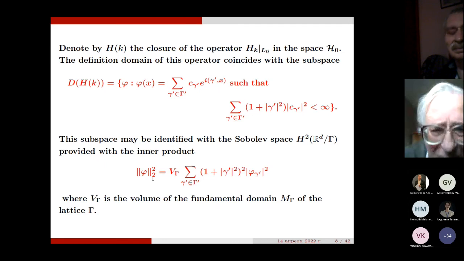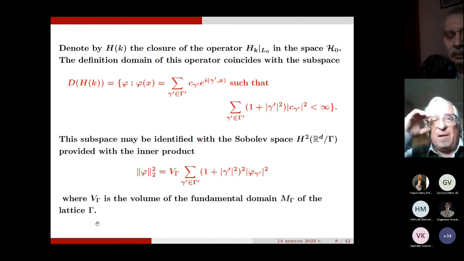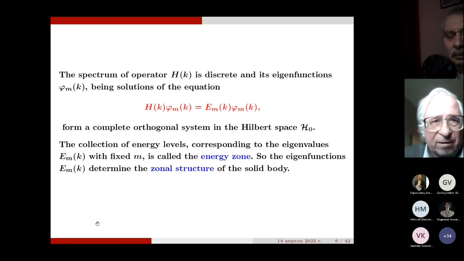Of course, we can take functions of this form as an orthonormal basis. And to make it orthonormal, we usually multiply by the square root of V_gamma, where V_gamma is the volume of the fundamental domain M_gamma of the lattice gamma. So this operator is very good.